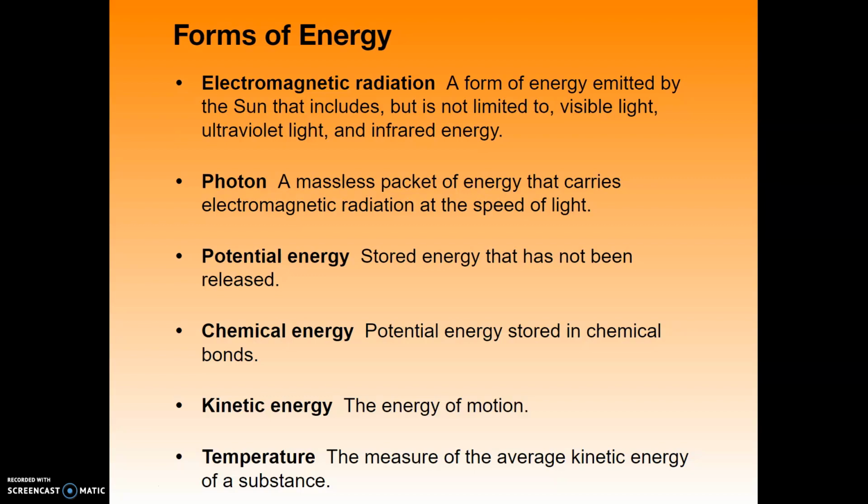The major forms of energy: electromagnetic radiation, so that is any part on that spectrum. It could be anything from UV to gamma rays, microwaves, radio waves, all of that. Photons are tiny little packets of energy, and they move at the speed of light because it is light. Potential energy is stored. Kinetic energy is in motion. Chemical energy is stored in bonds. The food you eat is chemical energy. And temperature is a way that we can help monitor energy change. You'll talk a lot more about that in chemistry and physics.